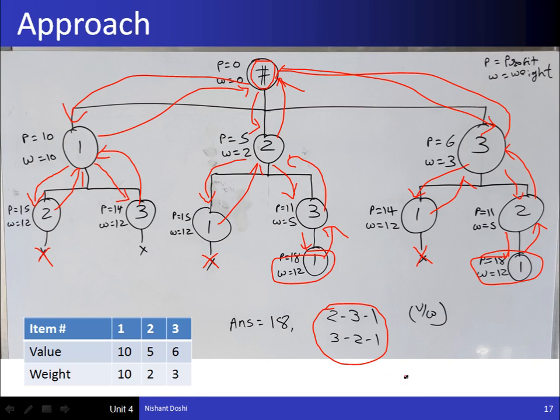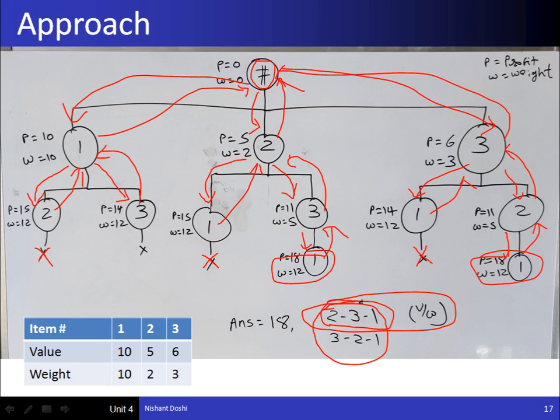Yes, now if I look at 2 3 1, that is the value by weight ratio. Because here, if I take 10 by 10 it is 1, 5 by 2 it is 2.5, and 6 by 3 is 2. So the value by weight ratio of 2 is highest, then 3, then 1. So 2 3 1. This particular approach will exploit the use of a greedy method.